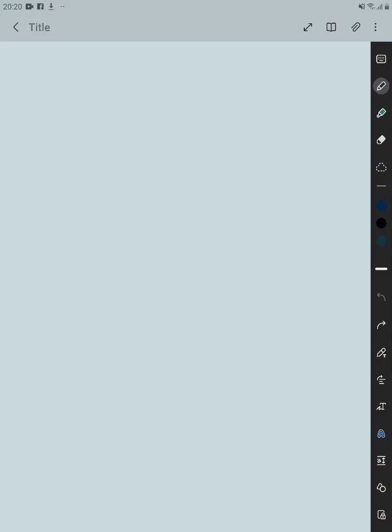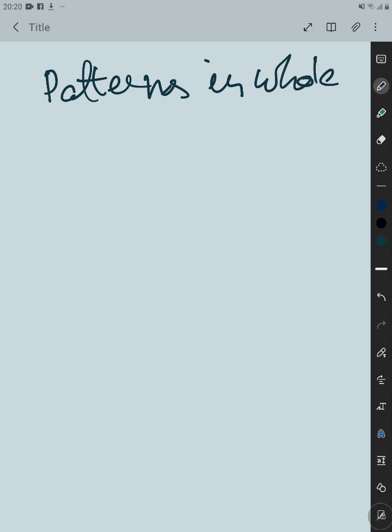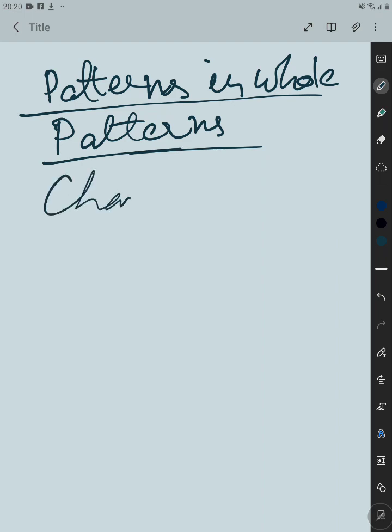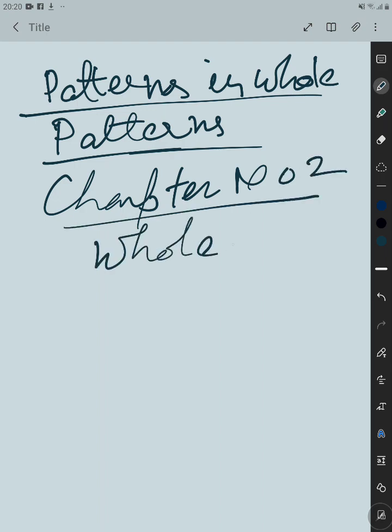So welcome again. Today we will touch upon the topic patterns in whole numbers. There are certain patterns in the whole numbers that make the calculation easier for the students. And this is the same chapter, chapter number 2, whole numbers. So this is the same chapter that we are talking about here.